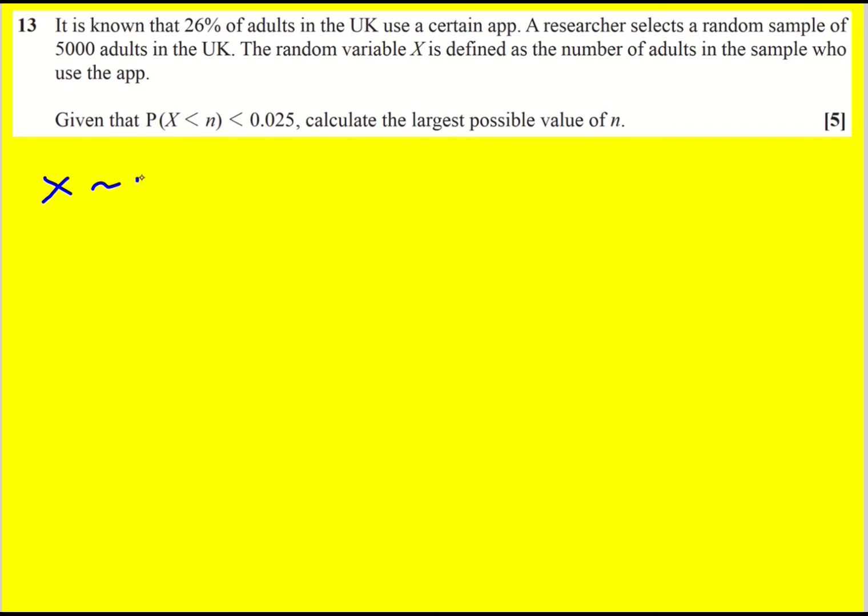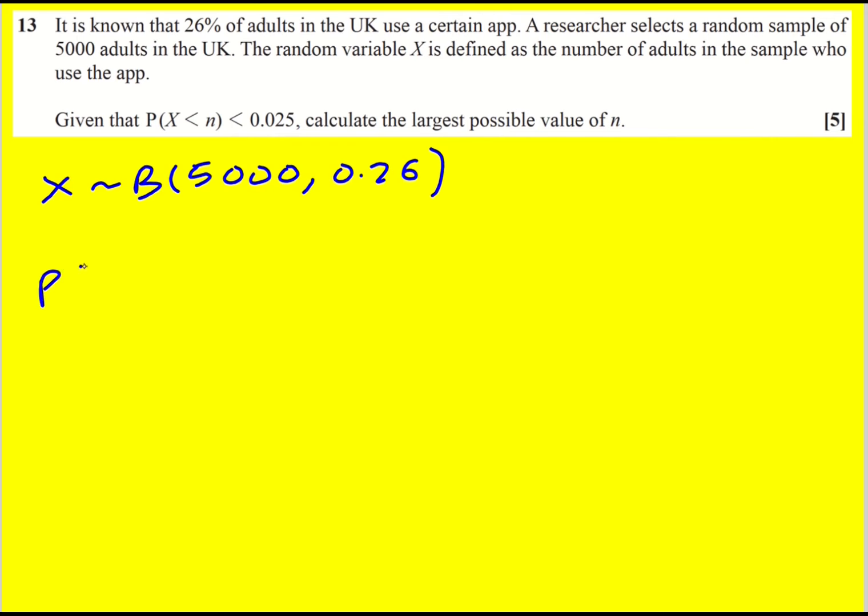This is a binomial distribution because we have a fixed number of trials, and we have a probability of success of 0.26. We're going to assume that people are picked independently. But yes, there are two outcomes, fixed probability, fixed number of trials, etc.